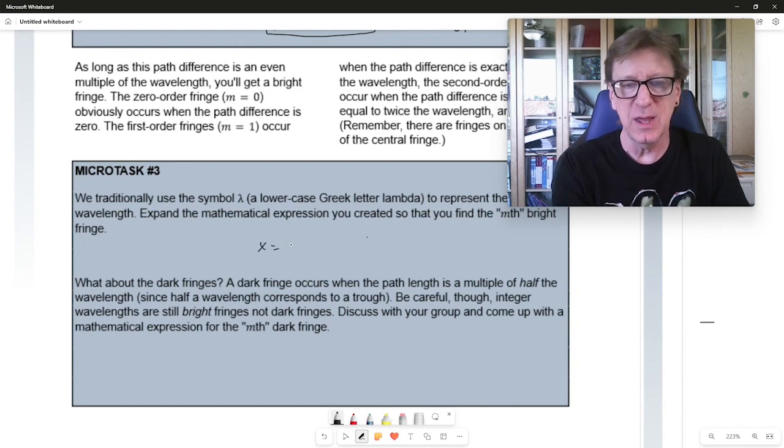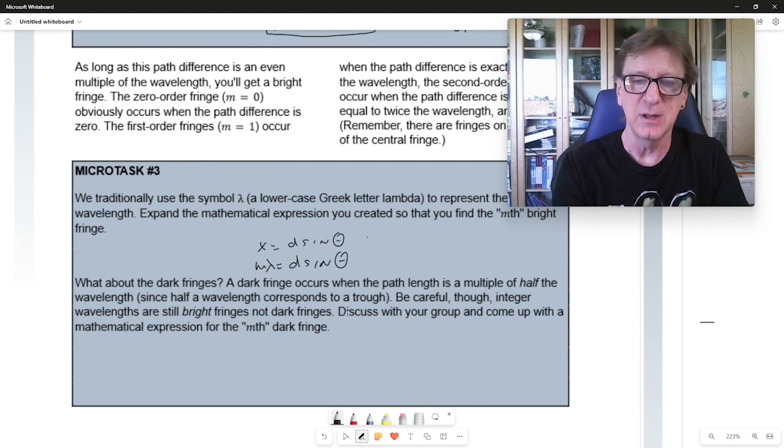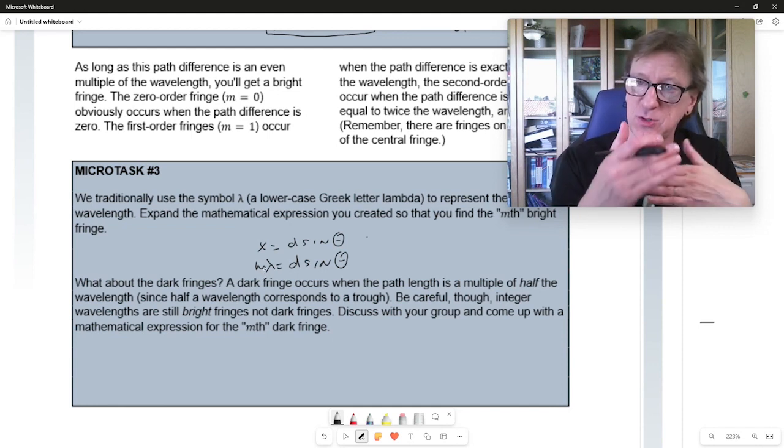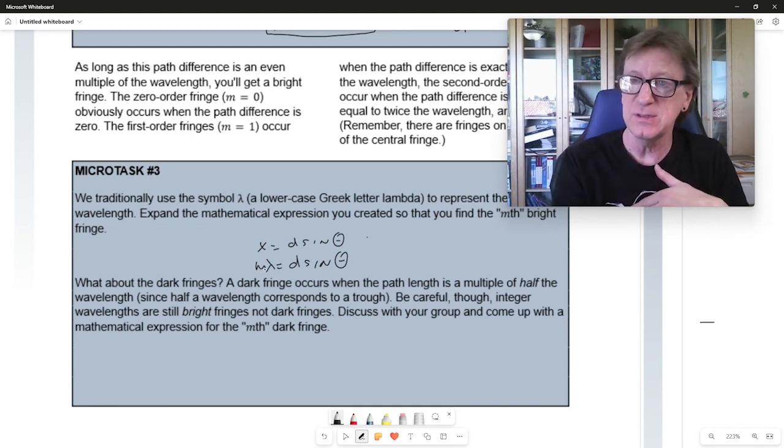Well, that one we said, okay, I have x equals d sine theta, but for the first fringe, that's equal to exactly one wavelength. And so that's going to be m lambda is equal to d sine theta. So that gives me the location of the first fringe if m equals 1. If m equals 2, now they're 2 wavelengths apart. They're still going to be in phase, though. Make sure that makes sense to you.